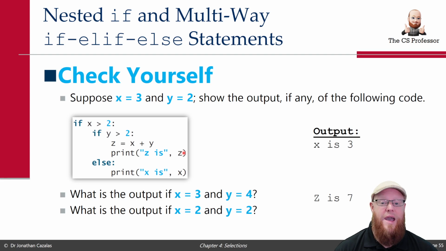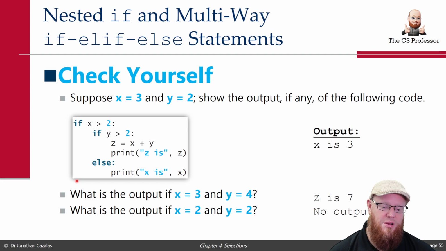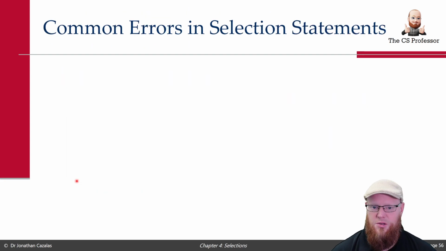But what about this one? If x is 2 and y is 2. So now we say if x is greater than 2, is 2 greater than 2? Nope. So this is false. Because this is false, we will not evaluate anything inside this if statement, and instead the Python interpreter will look for any matching elif or any matching else that is aligned with this if, and there is none. In fact, nothing is printed. There is no output when we run it with x is 2 and y is 2.